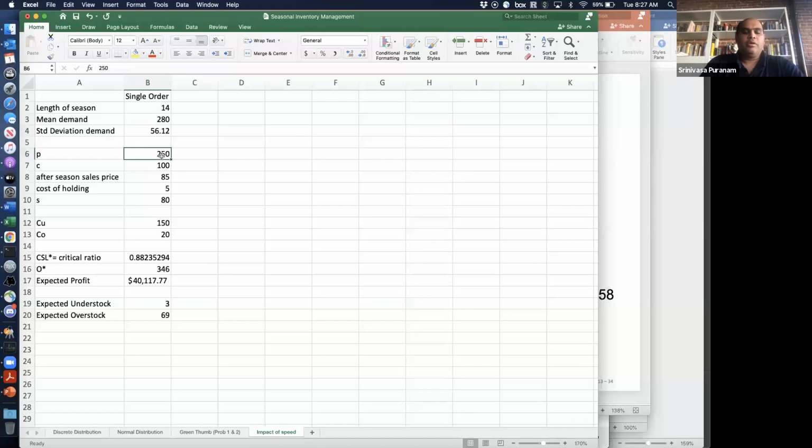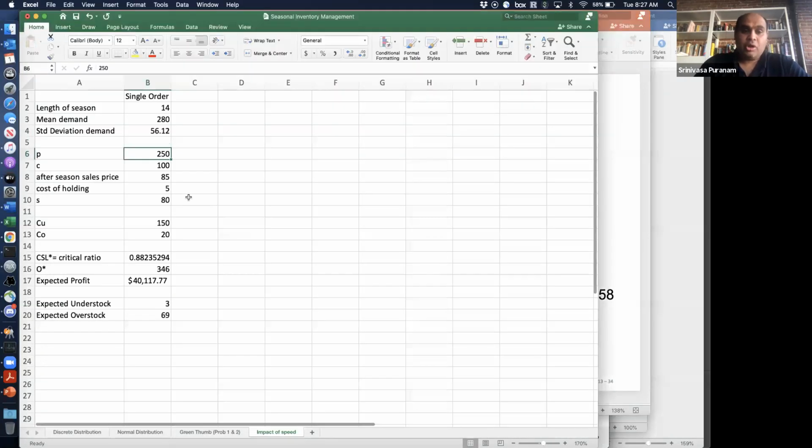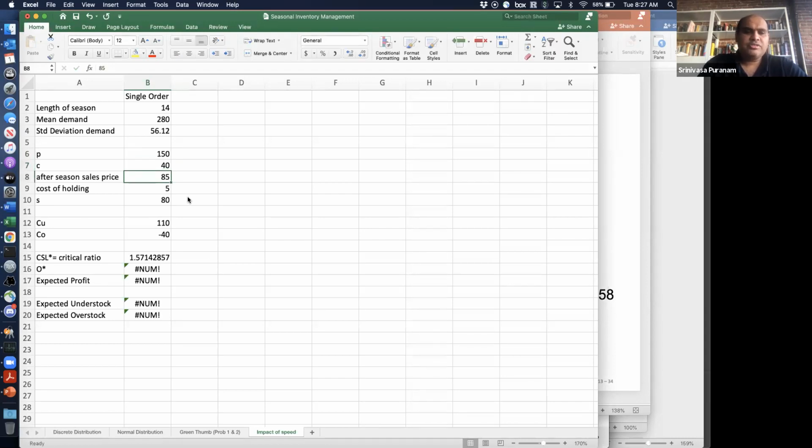Now the sales price. We know that we're going to be selling the shawl for $150. The cost of the shawl is $40. This includes everything, so there is no after season sales price or anything like that. The salvage value itself is $30, right? The after season sales price is $30.